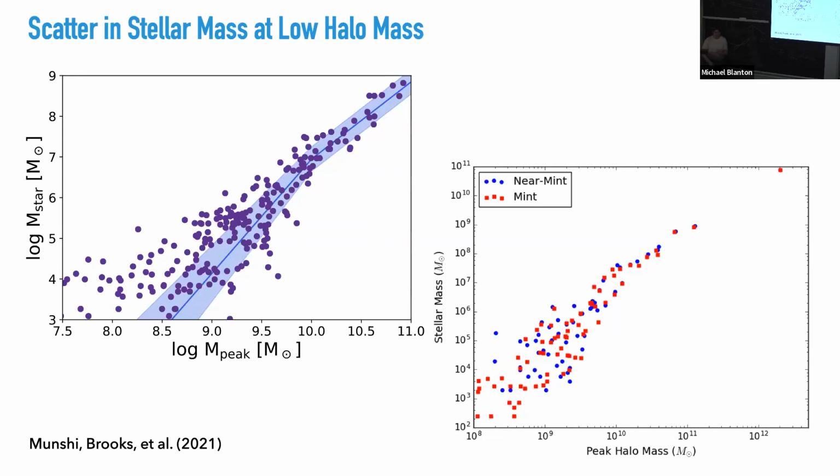Okay, so maybe the main takeaway here is that this region right here, you can see there's this tighter trend in the abundance matching up here. That has been well fit by many studies, over and over again. And so traditional abundance matching goes down to about, maybe 10 to the 10 at best. And they do find that there is a tight relationship between stellar mass and halo mass at those scales.